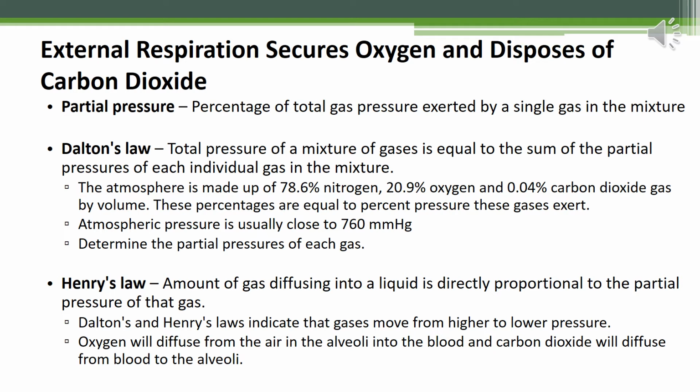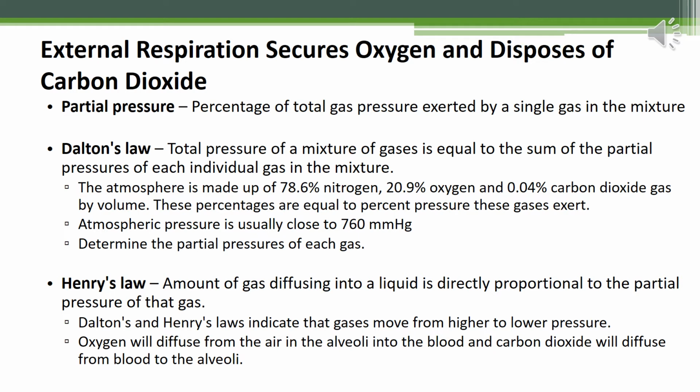And these percentages are equal to the percent pressure that these gases exert. So if we knew the pressure of each of these gases, we could add them together and get a total air pressure of 760 millimeters of mercury. And like I said, we only need to determine the partial pressures of each gas and add them together to get this number. Now, Henry's law states that the amount of gas diffusing into a liquid is directly proportional to the pressure of that gas.